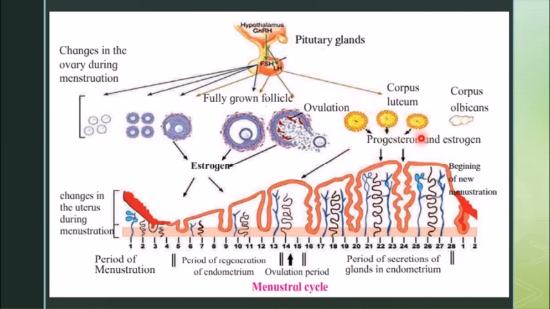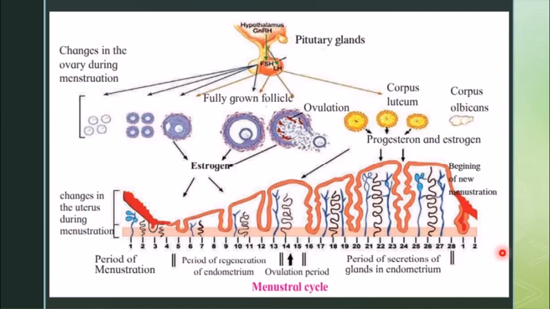Now if the implantation takes place, then the corpus luteum will continue to produce the progesterone. But if the implantation does not take place, then this corpus luteum gets converted to corpus albicans, and as corpus albicans is formed, the progesterone and estrogen level go down, and all this lining which was formed from the 1st to the 26th, or you can say 27th or 28th day, is then ruptured and given out in the form called bleeding, and this is called menstruation.